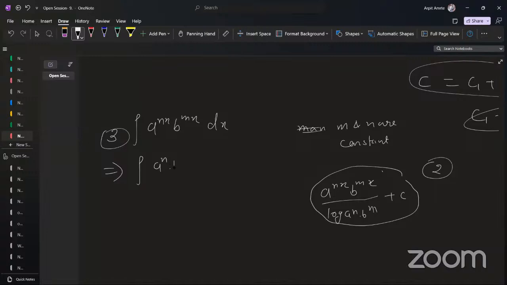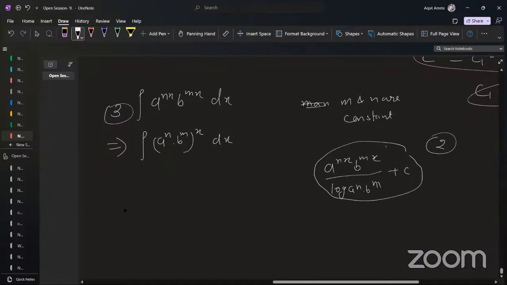A raised to the power n into b raised to the power m, whole raised to the power x dx. Right? Okay, I will share the notebook in the last class, at the end of the class.